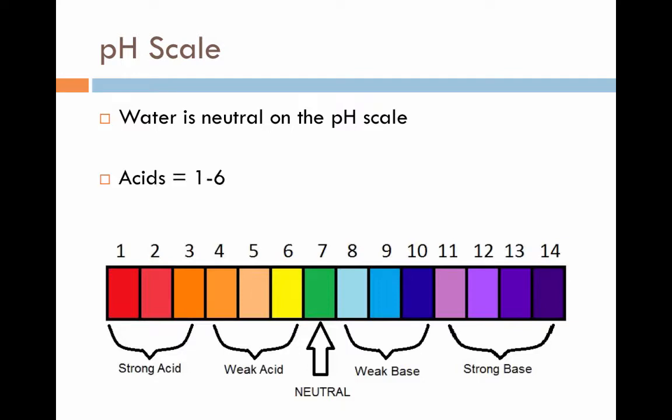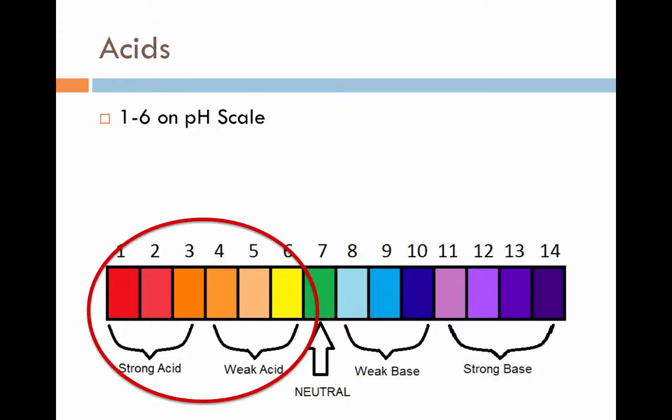Acids, on the other hand, have a pH of 1 to 6, so they have a low pH number. A really strong acid would be close to numbers 1 or 2, and a kind of weak acid would be close to numbers 5 or 6. Neutral, like I said before, is in the middle at 7, and bases are between 8 and 14. So a strong base would be around 13 or 14, and a weak base would be 8 or 9. Acids, again, are between 1 and 6 on the pH scale.